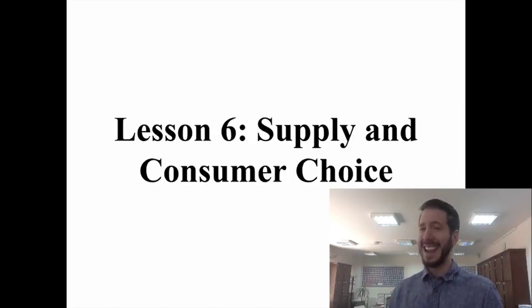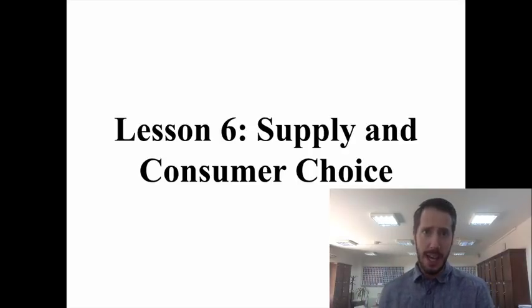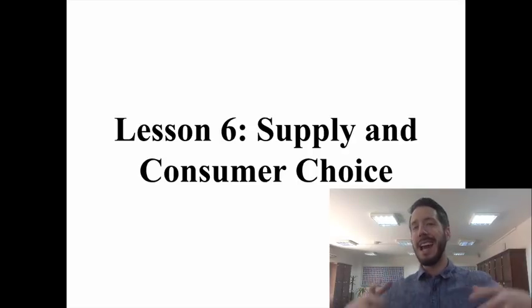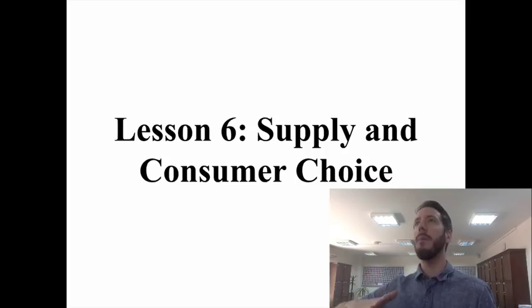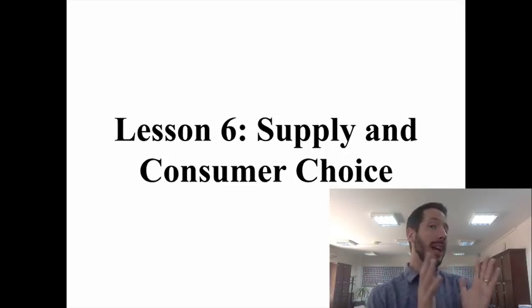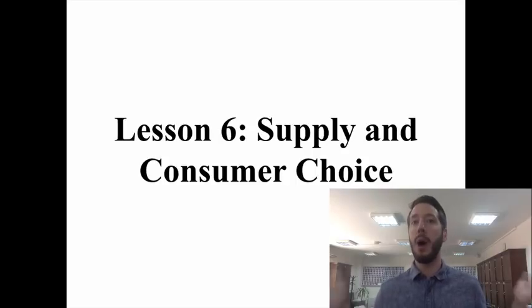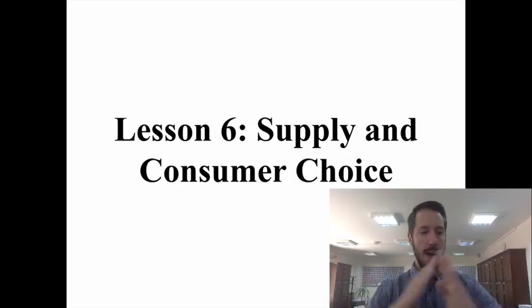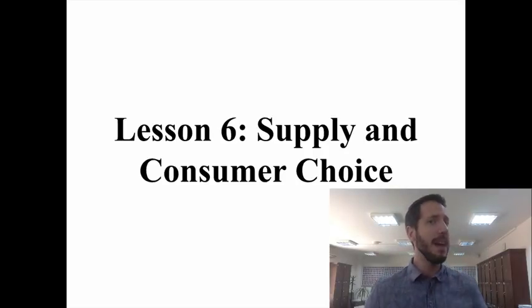Mr. Muller here, and in today's video, we're going to be talking about supply and consumer choice. In our last video, we talked about demand and how demand is determined and the factors that will determine it. Today, we're going to be talking about the other side of it. How much are firms able and willing to supply to a market? And then lastly, we're going to be talking about how prices are created when supply and demand come together. Hope you're excited. I'm excited.